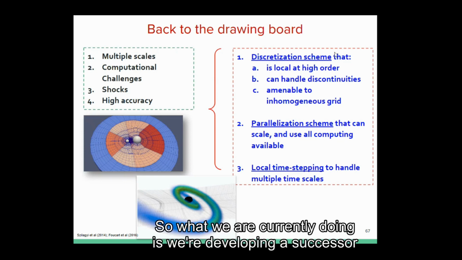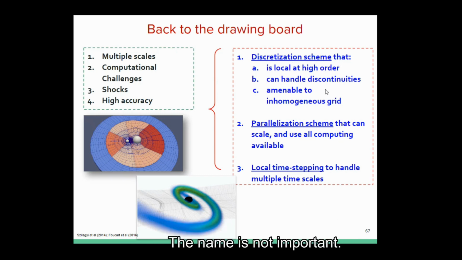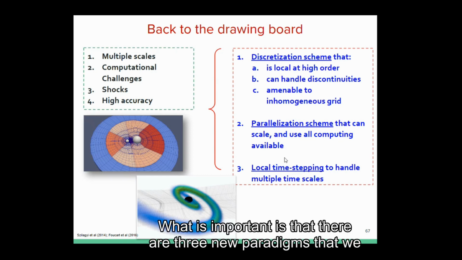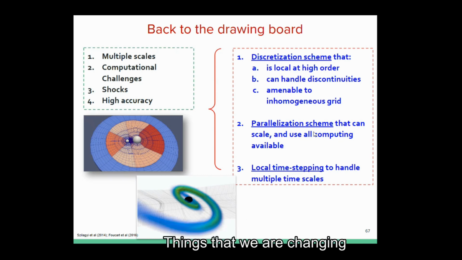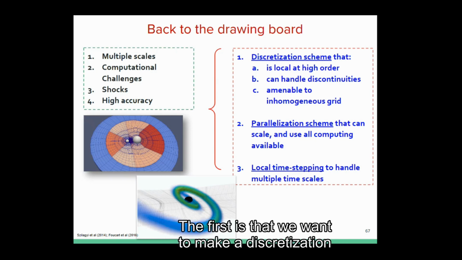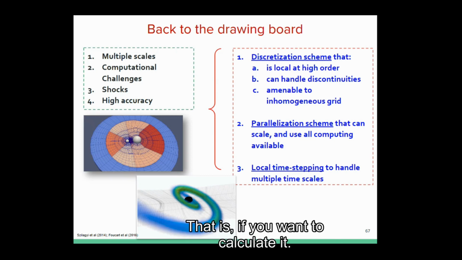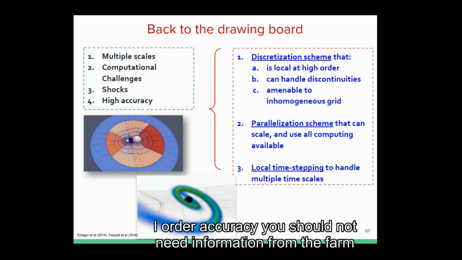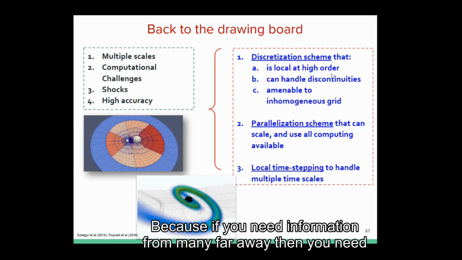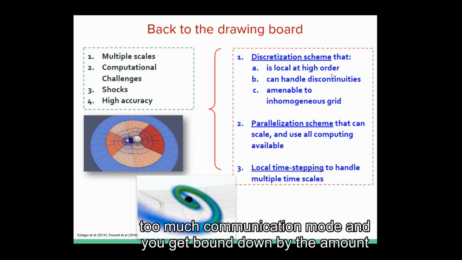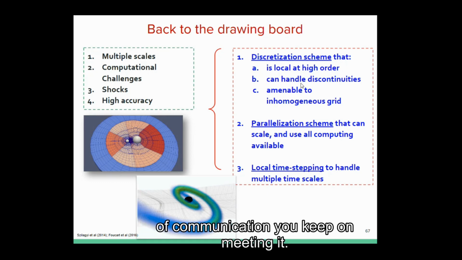So what we are currently doing is developing a successor to SpEC. The name is not important. What is important is that there are 3 new paradigms that we are using, and these are really crucial, very fundamental things that we are changing. First is that we want a discretization scheme that is local high order accuracy. You should not need information from very far away, because if you need information from very far away, then you need too much communication, and you get bogged down by the amount of communication you keep needing.